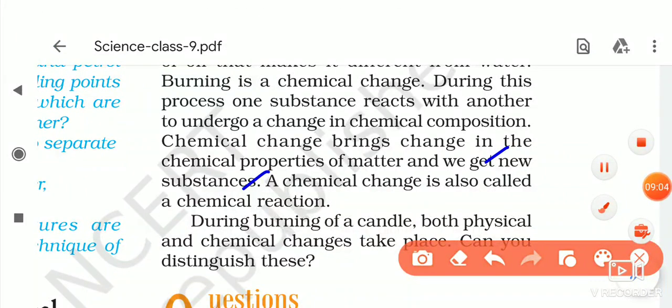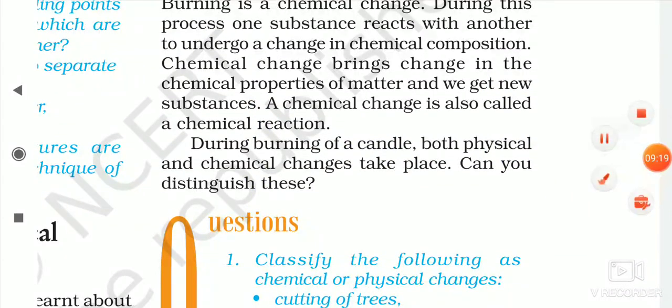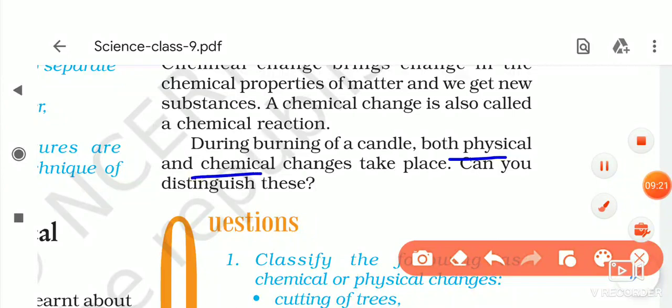It means in a chemical change there is a new substance. A chemical change is called a chemical reaction. The reaction in which a chemical change takes place is called a chemical reaction. During burning of a candle, both physical and chemical changes take place. Can you distinguish this? Yes, we can.